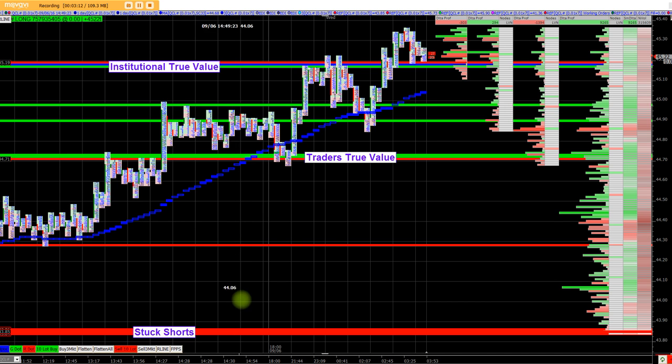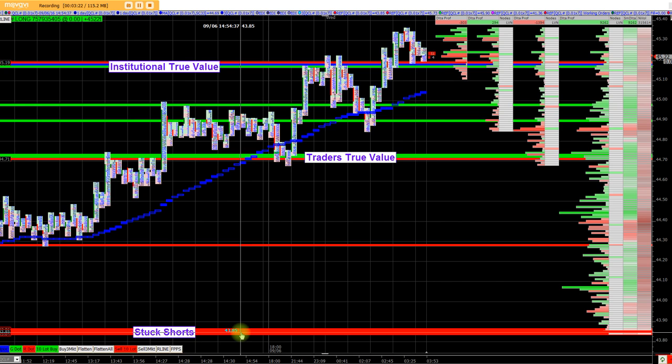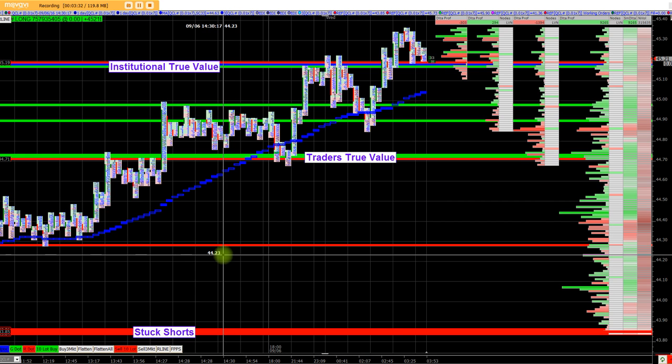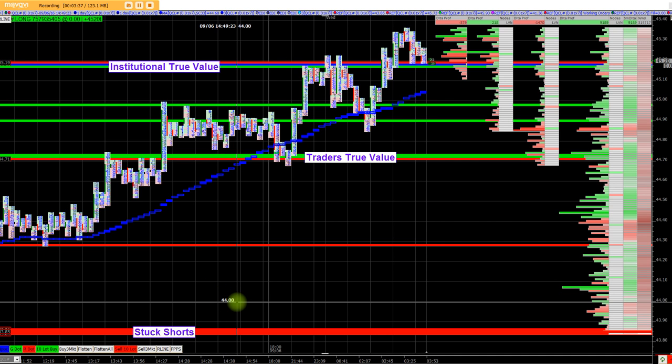The stuck shorts down here, it's the same deal. Especially, there was just a boatload of people who got short down here at about 80, 85. So there's a ton of shorts down there that are just licking their wounds. So what you're looking for, basically, in a nutshell, with these stuck shorts is if price comes all the way back down there, they're going to be just happy to get the hell out.